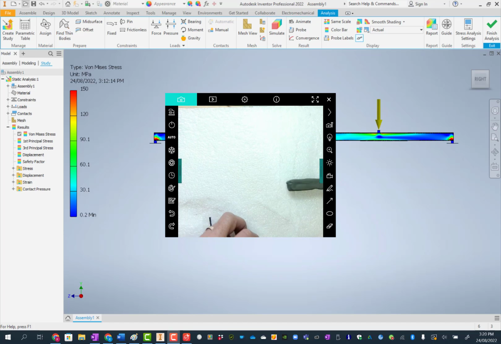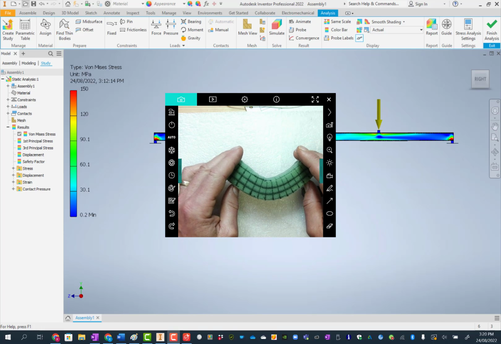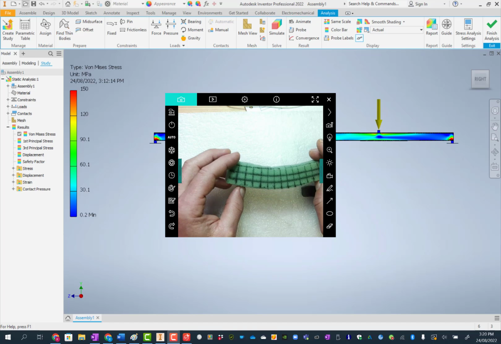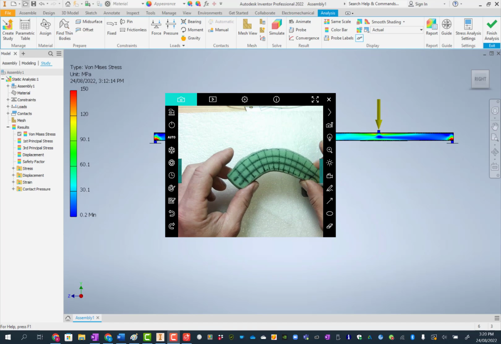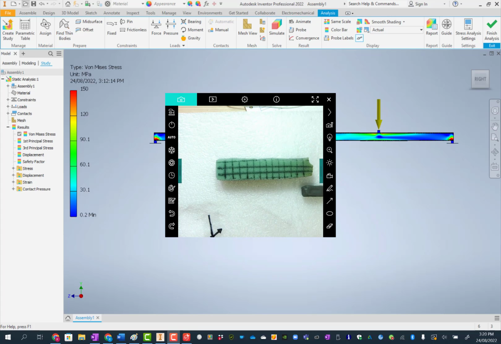So bending moment is about curvature. It's about things curving. It stretches the squares at the bottom, squashes them at the top. So you get tension at the bottom, compression at the top when you've got a positive bending moment, or you've got tension at the top and compression at the bottom when you've got a negative bending moment like that. So I've done the same thing again in Inventor.